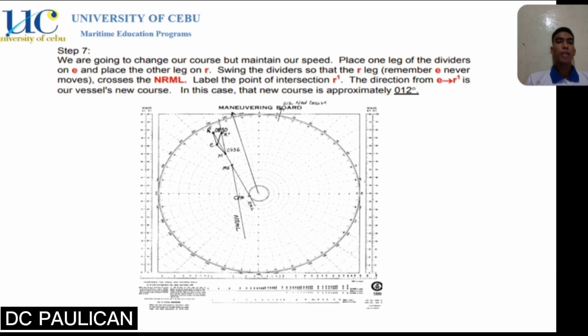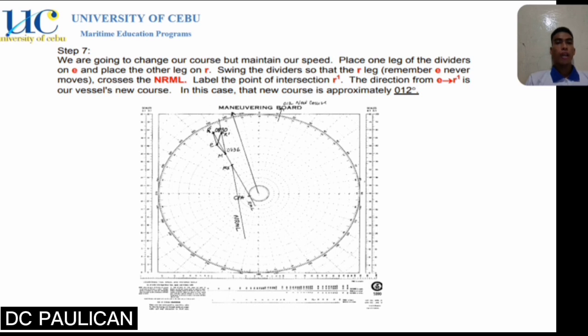Place one leg of the dividers on E and the other on R. Swing the dividers so that the R leg crosses the NRML. So look at the maneuvering board below. The point of intersection is labeled as R1. The direction from E to R1 represents our vessel's new course.